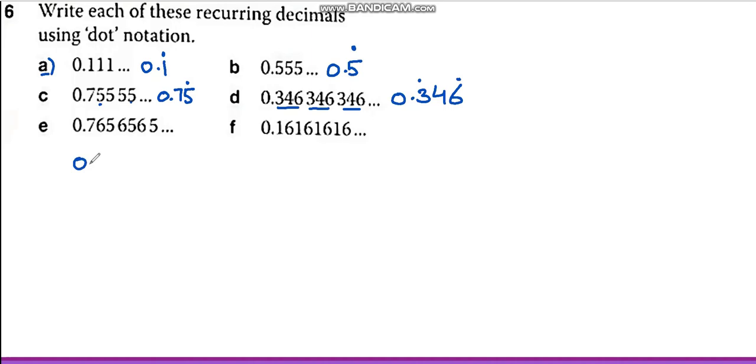So we can write 0.765 and we can put dots above 65. And in F part, 16 is being repeated, so we can write 0.16 and we can put dot above 16. Now let's proceed to the next question.